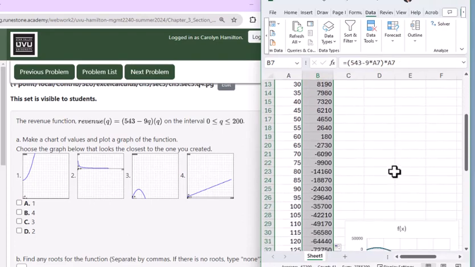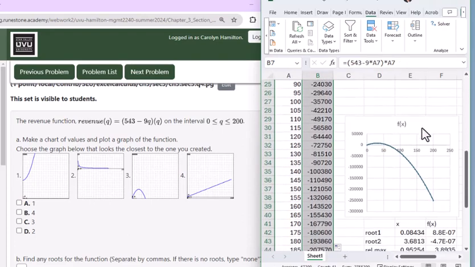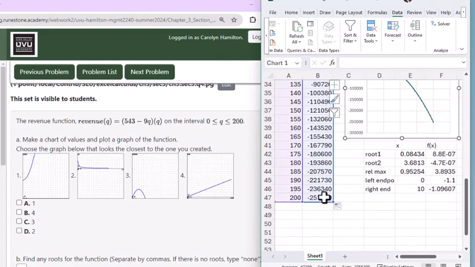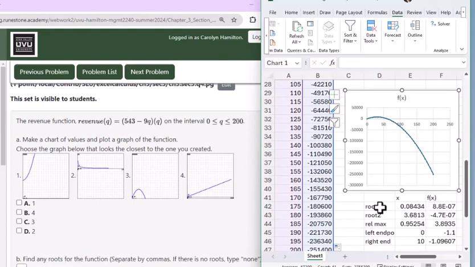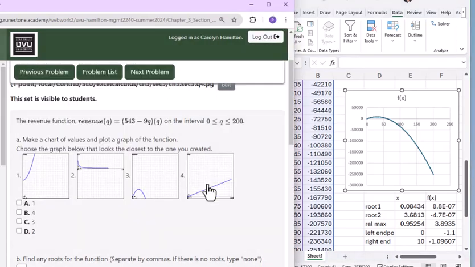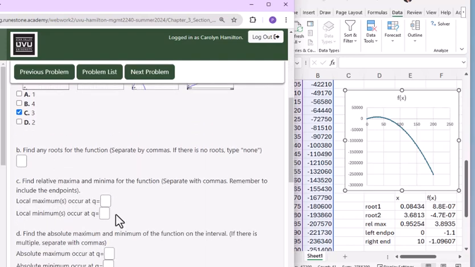And now my graph should have automatically updated. There it is, because it still refers back to the same data, the same 40 points as before. So I can see that the graph that's closest is this one. Well, it doesn't look very much like it, does it? But it's closer than any of the others. So that'll be C.